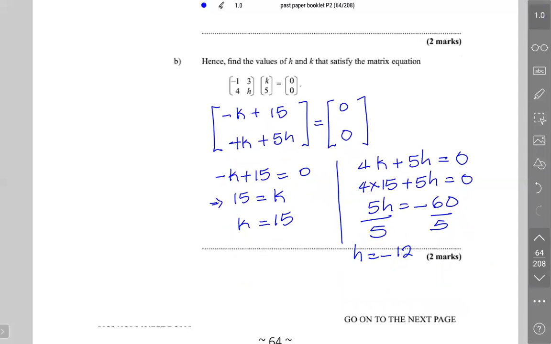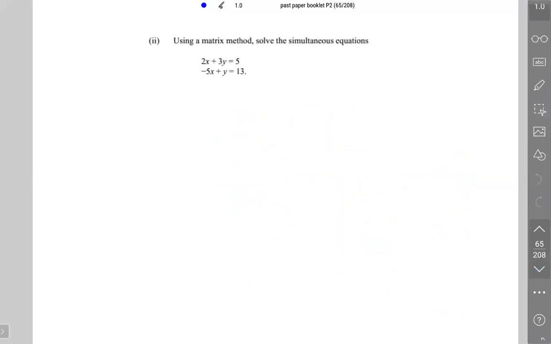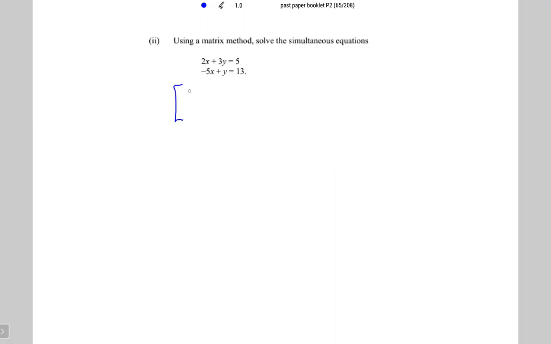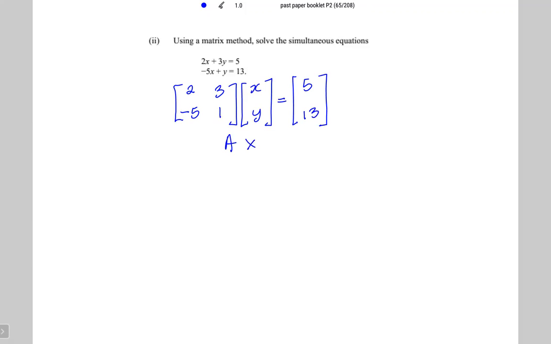Let's turn the page. All right, this says using a matrix method, solve the simultaneous equation. So the first thing we're going to do is represent the simultaneous equation as a matrix equation. So I'm taking the coefficients. So this is 2, -5, 3, 1, multiplied by x, y, and this is equal to 5, 13.